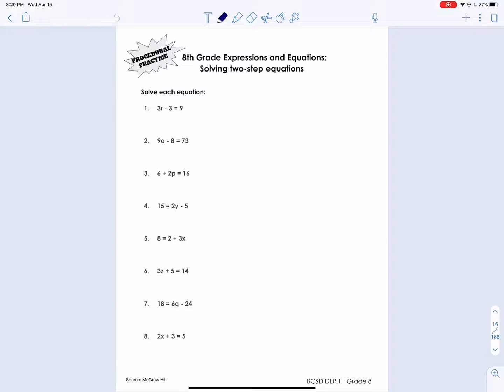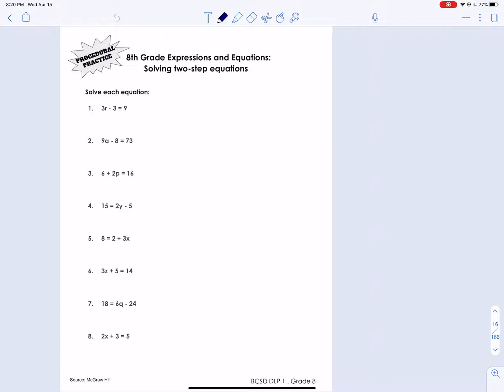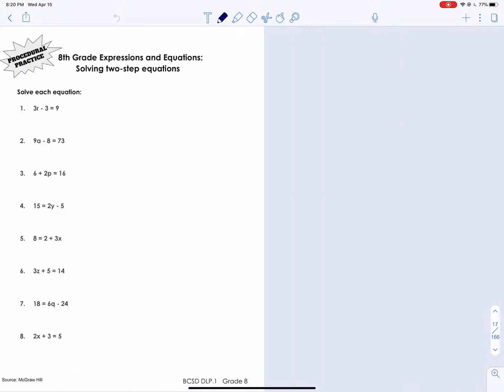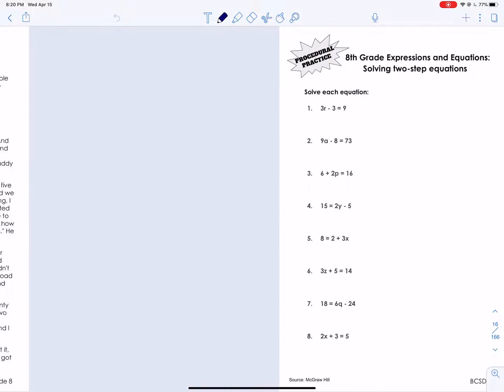Okay, so this packet is set up a little bit differently, a little bit less content, which is nice because it's a little bit easier to get done in a day. And there's a procedural practice and a fluency practice. This is the same as we saw before. And for day 1, that's it. So there's no task like there was before.